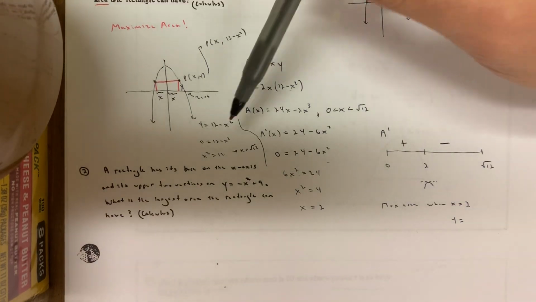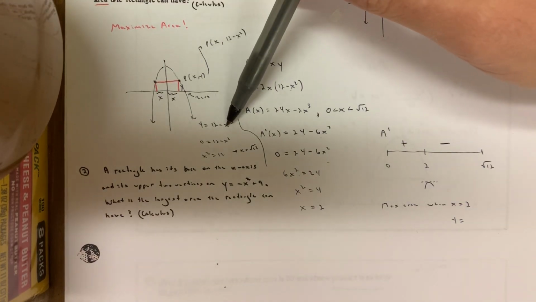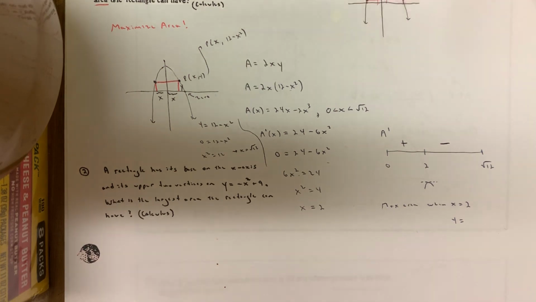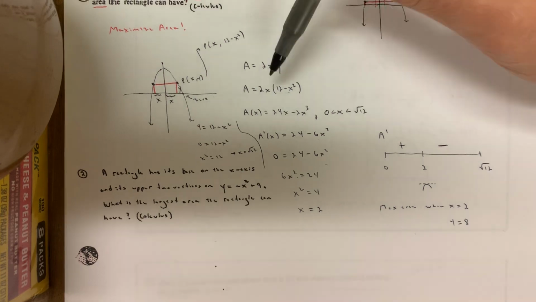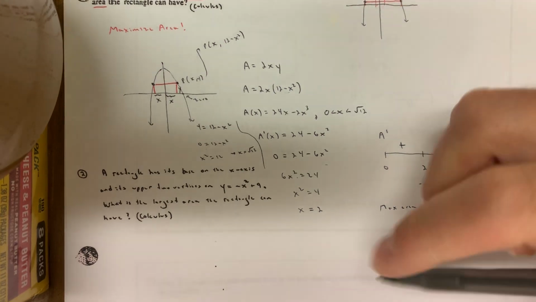If x is equal to 2, y is equal to 12 minus 2 squared. So y is equal to 12 minus 4. So y is equal to 8. Why would I do that? Well, now I could use this area formula, 2xy, to get that max area.